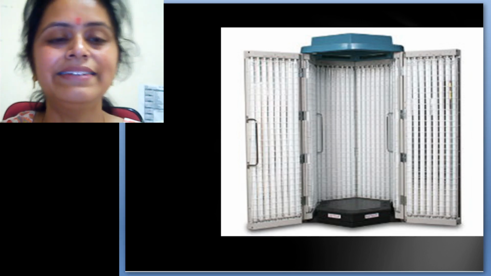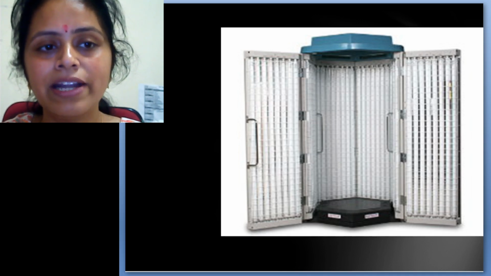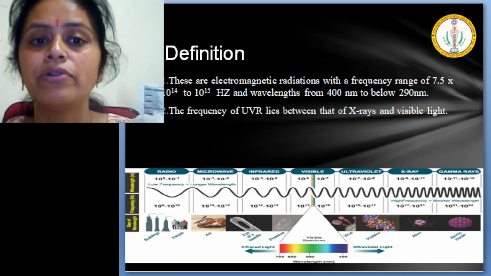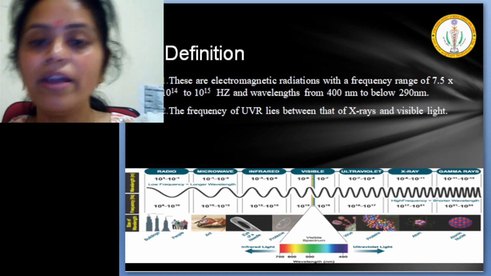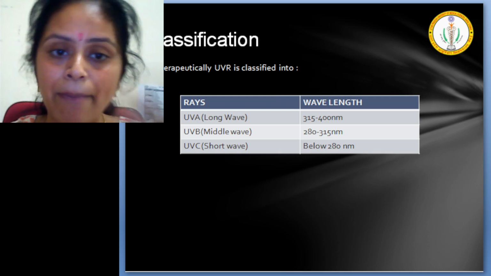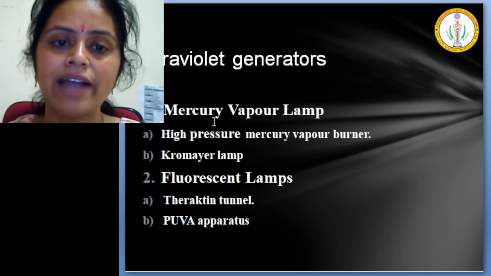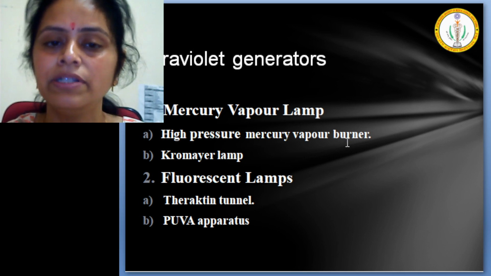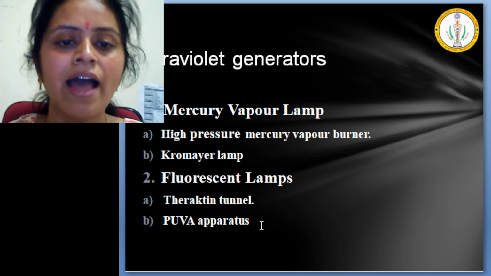So basically this is all about this lecture. Let me revise it again. I have discussed the introduction part. I have discussed what ultraviolet radiation is, where it comes in the electromagnetic spectrum, its types, and how many types of wavelength it emits. Next I explained its generators, the lamps. There are two kinds of lamp: the mercury vapor lamp, consisting of two subtypes, the high pressure mercury vapor burner and the chromium lamp, and the other one is the fluorescent lamp. It again has two subtypes, the Therectin tunnel and the PUVA apparatus.